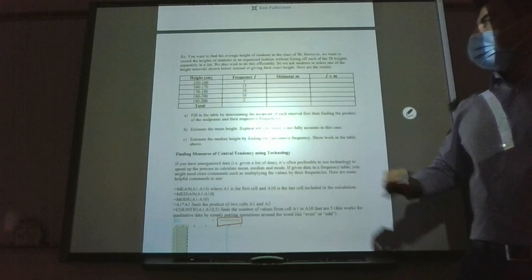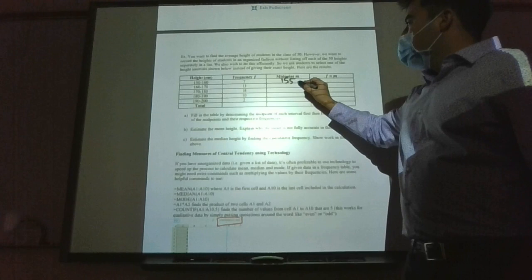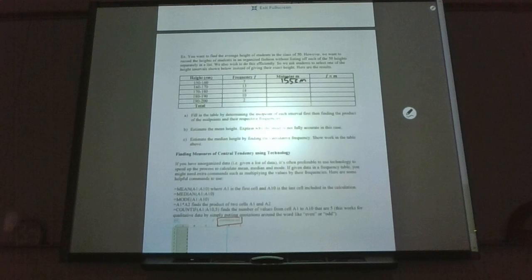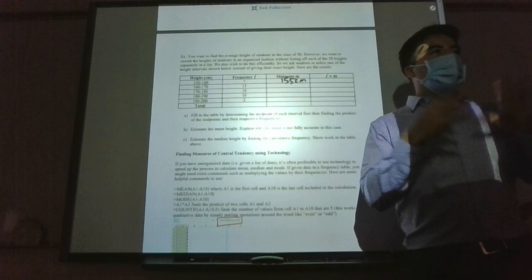Yeah, exactly. So a safe bet is just to say, you know what? Everyone's 155, right? Makes sense, right? Because we could have people that are in the lower end of it, but some that are in the higher end. So what's the average? It's 155.